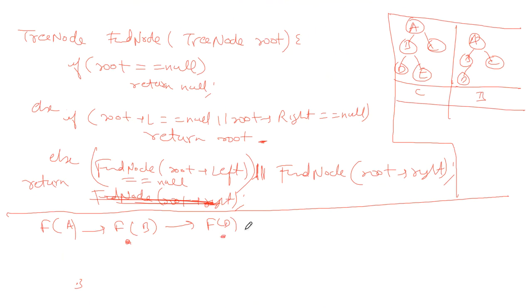Find B will call what? Find B will call D. Find D will return D, and this has returned D, so this will not be executed. This has returned D, so this will not be executed, and the new node will be inserted here. Right? Now the point is, is it clear how this algorithm has worked so far?